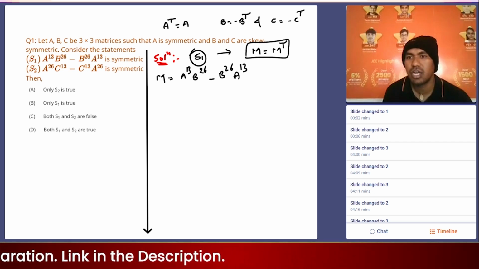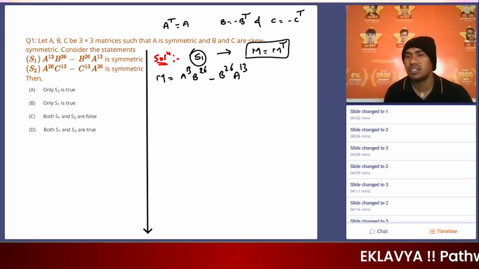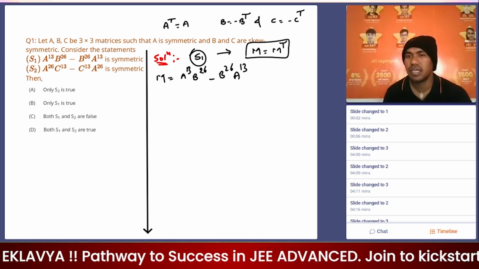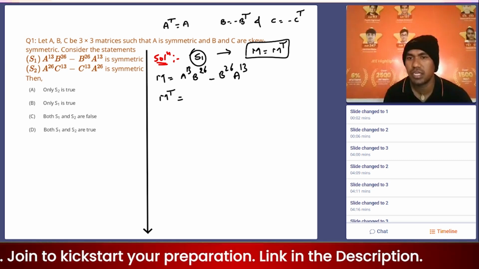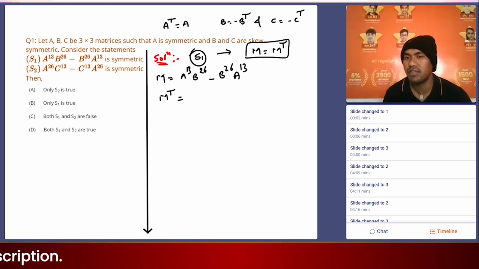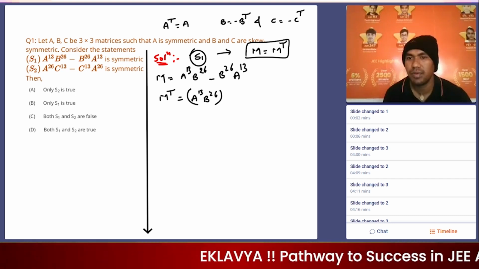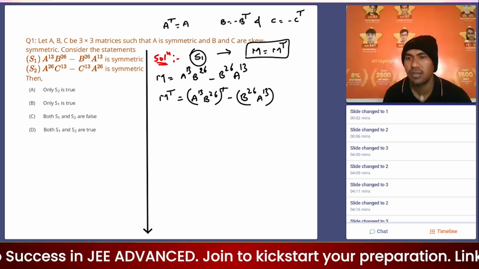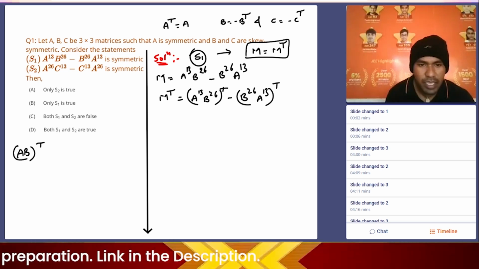That means when you take the transpose of the S1 statement, whatever matrix they have given, the transpose of the transpose will give the original matrix only, right? So that is what we need to verify here. For that, I will take the transpose on both sides. When you take the transpose of the addition or subtraction of matrices, you get the individual transposes. That will be (A^13 B^26 - B^26 A^13) whole transpose, right? So now we have (AB) whole transpose.